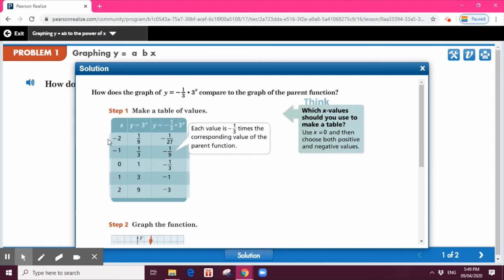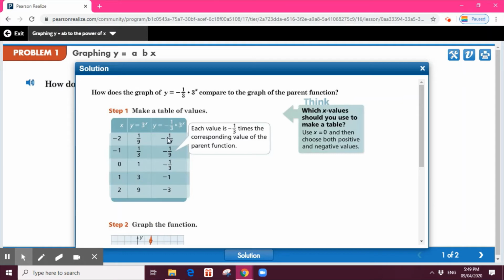So we will use x equals 0 and then choose both positive and negative values. So for x, we have negative 2, negative 1, 0, 1, and 2. And then substitute the value of x into y equals 3 to the x power. For negative 2, we'll have 1 over 9. Negative 1, that is 1 over 3. For x equals 0, we have y equals 1. And for x equals 1, we have y equals 3. And for x equals 2, we have y equals 9.